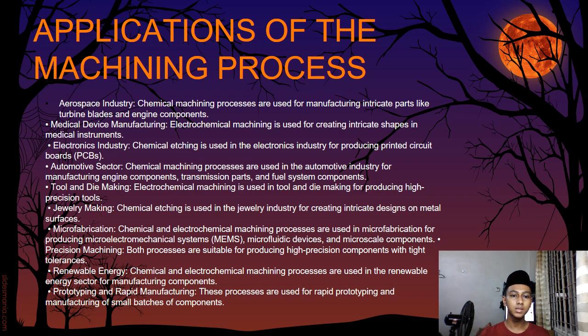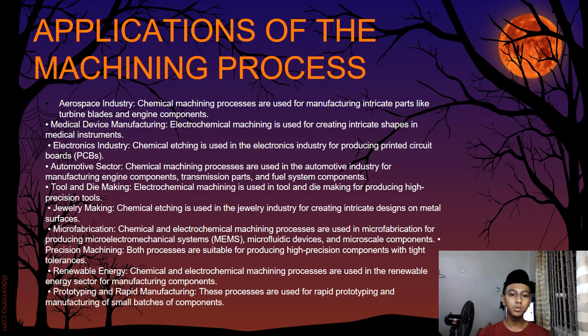Next, jewel making. Chemical etching is used in the jewel industry for creating intricate designs on metal surfaces. Next, microfabrication. Chemical and electrochemical machining processes are used in microfabrication for producing microelectrochemical systems, microfluidic devices, and microscale components.